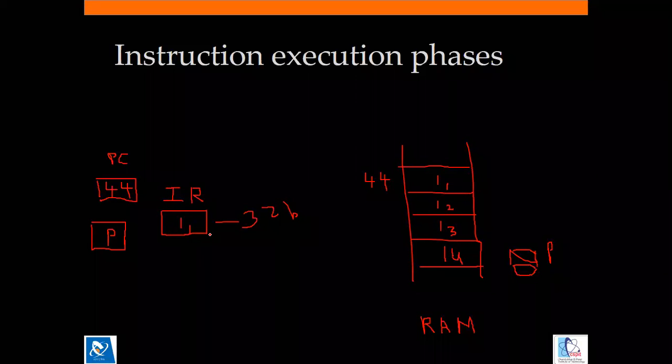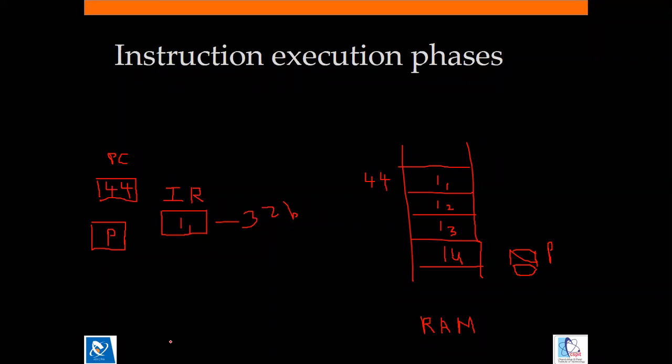So this particular process, whatever we have done, where the processor is fetching the instruction from the main memory to the register called IR, is known as the instruction fetch phase. This is one of the parts of the instruction execution. There are many parts of the instruction execution, and that is what we are going to see now.